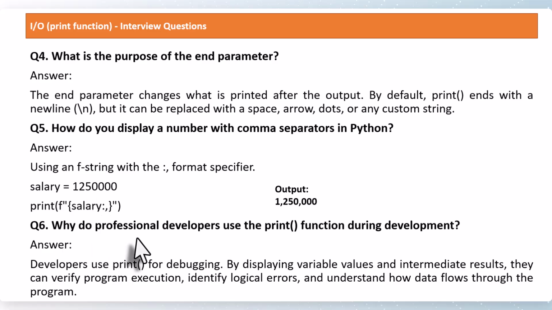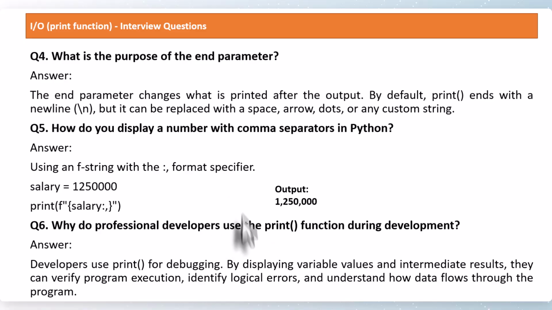Why do professional developers use the print function during development? Normally, developers use print for debugging. Whenever there is an error, they print some message to see up to what line the output is coming correctly, so that it can be helpful for tracing. By displaying variable values and intermediate results, they can verify the program execution, identify the logical errors they are getting, and understand how the data flows through the program. Everything they can easily understand with the help of the print function.